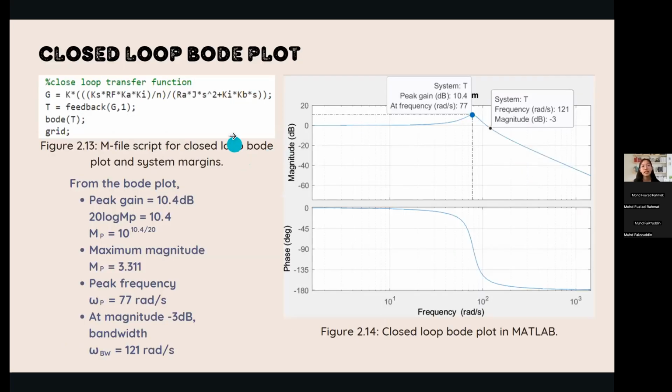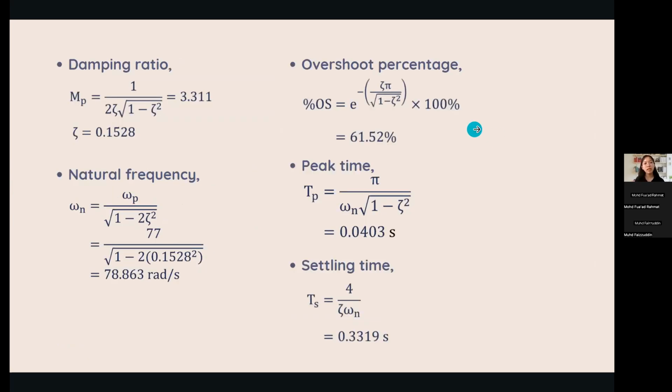So using this analysis in frequency domain, we can also obtain the closed loop Bode plot. And using this closed loop Bode plot, we can obtain the peak gain. And using the peak gain, we can obtain the maximum magnitude by calculation. Then we can also obtain the peak frequency and the bandwidth. So the bandwidth occurs at the magnitude -3 dB. So using those values, we can obtain the damping ratio and the natural frequency. Then using both of these values, we can obtain the overshoot percentage, the peak time, and the settling time.